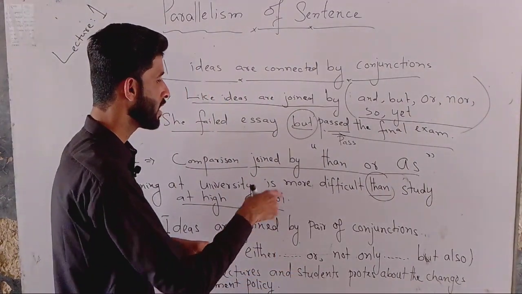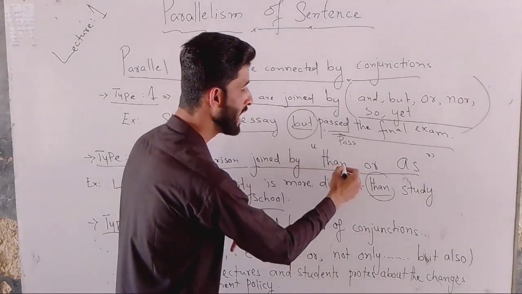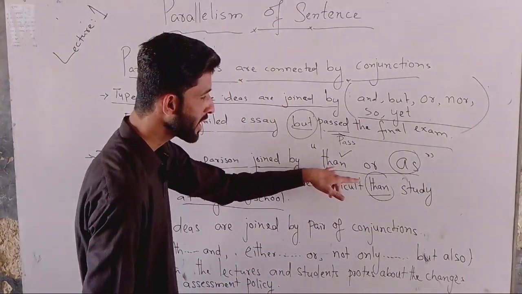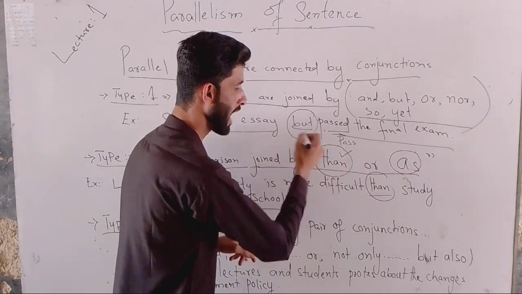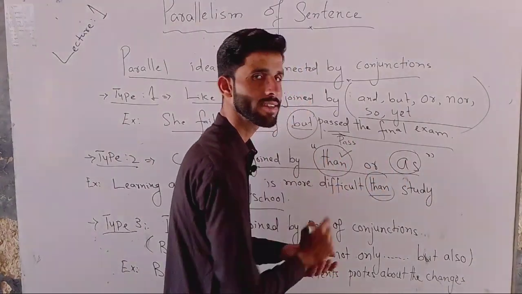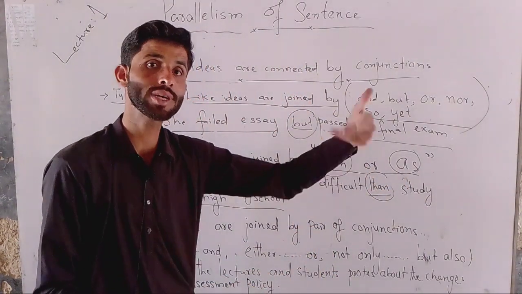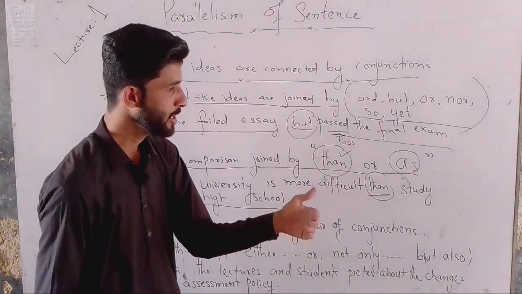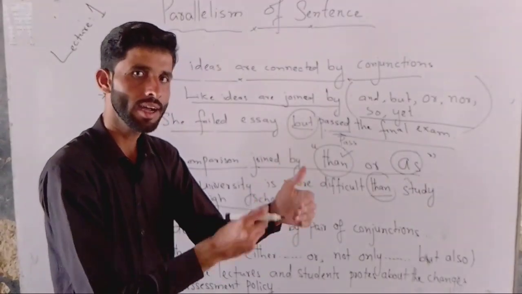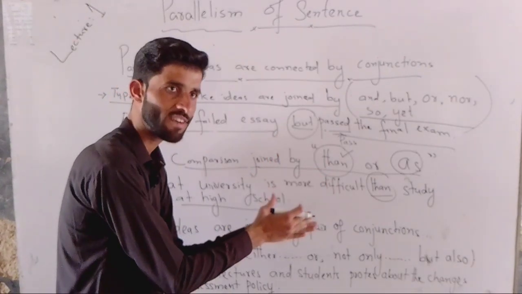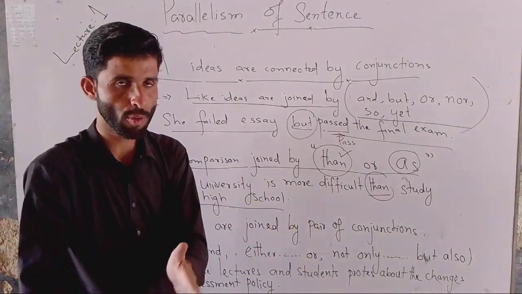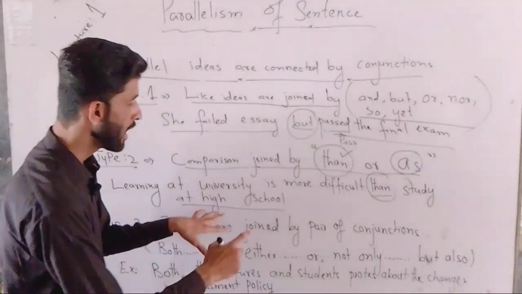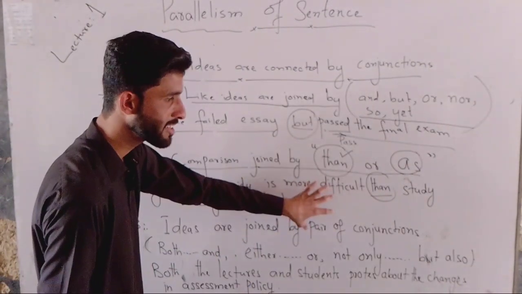Comparisons are joined by "than" or "as". We use these conjunctions, "than" or "as". He is as good as his brother is. It means we have used "is" to compare himself, a comparison between him and his brother. There is a comparison. Okay, so now is this a right sentence or wrong?